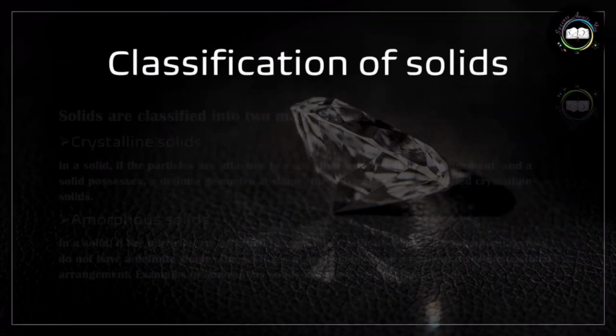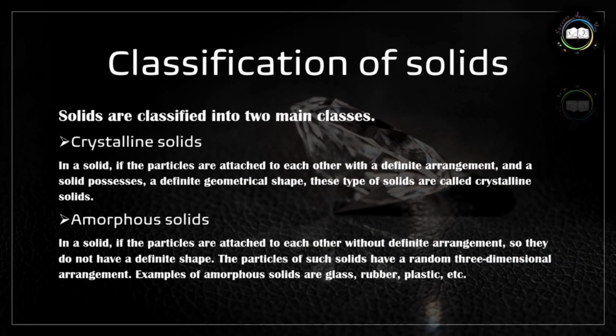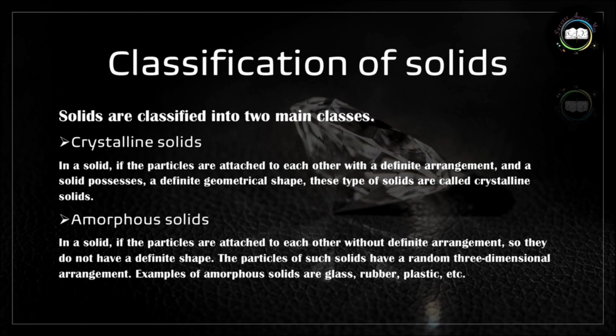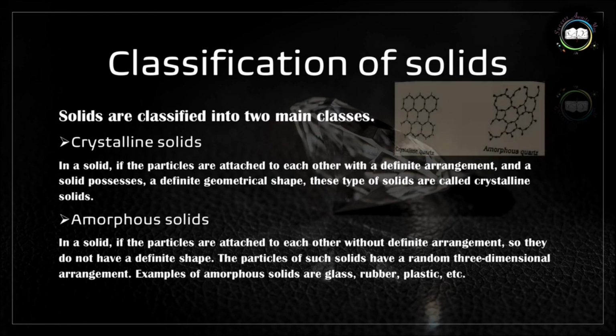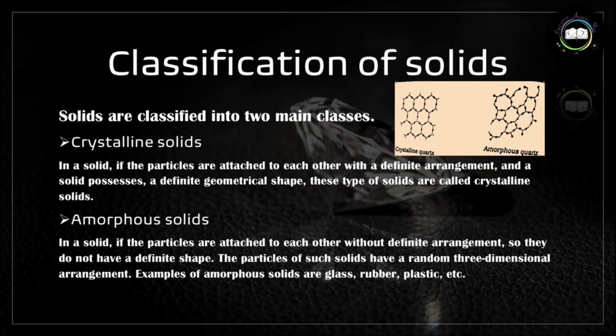Solids are classified into two types. Number 1, crystalline solids. Number 2, amorphous solids. If the particles are attached to each other with a definite arrangement and a solid possesses a definite geometrical shape, then these types of solids are called crystalline solids. Examples: graphite, diamond, etc. If the particles are attached to each other without definite arrangement, so they do not have a definite shape, the particles of such solids have a random three-dimensional arrangement. Examples of amorphous solids are glass, rubber, plastic, etc.